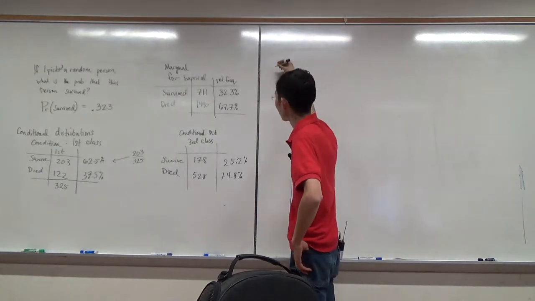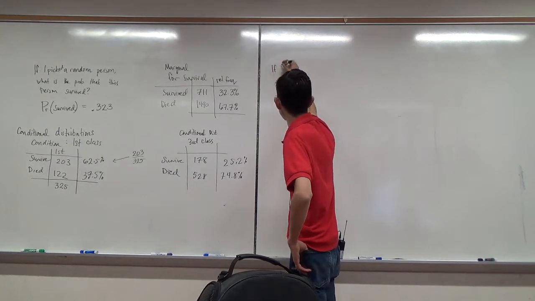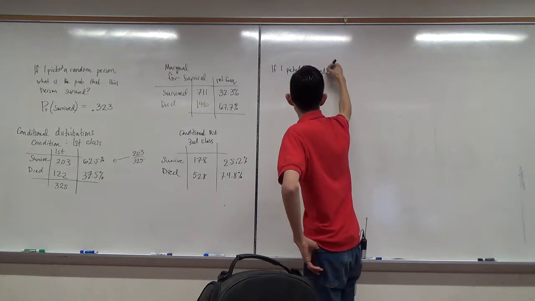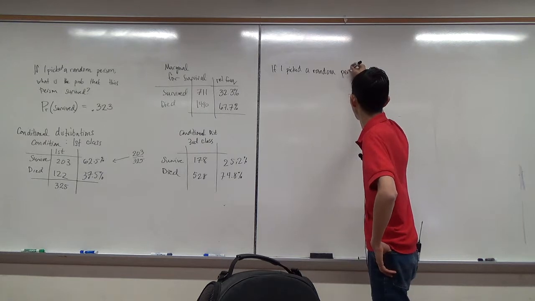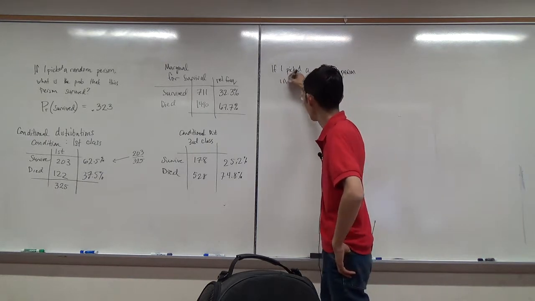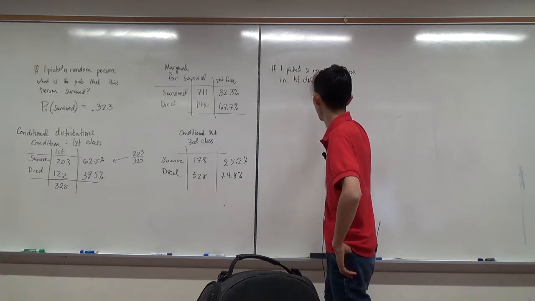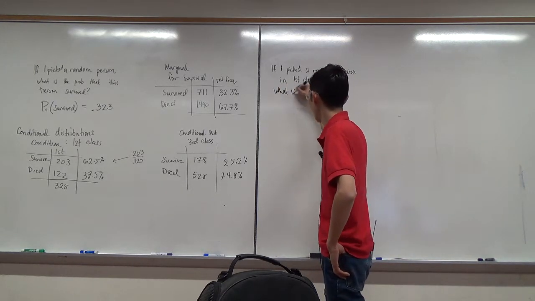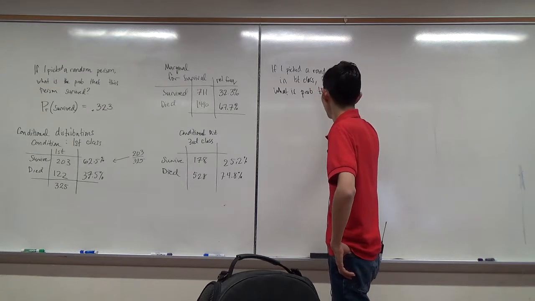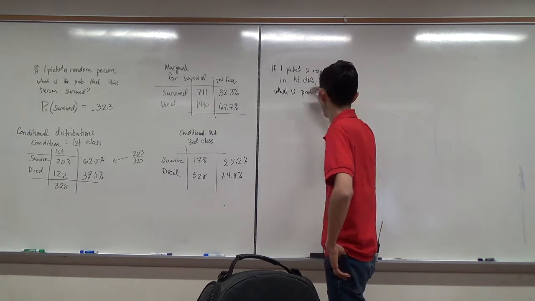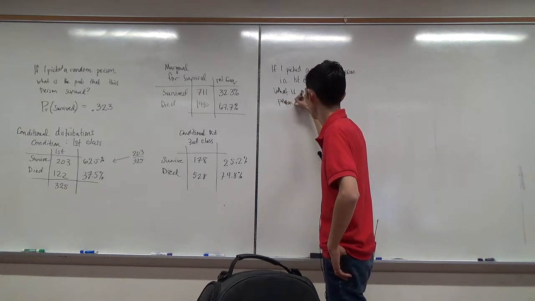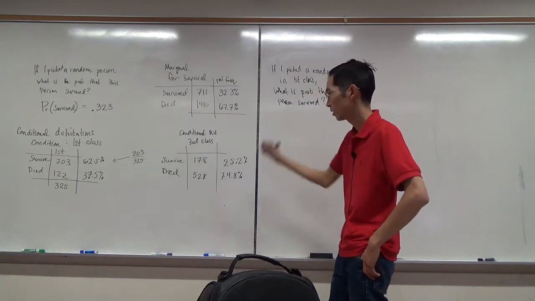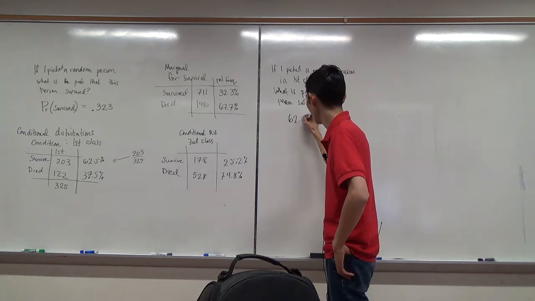So if I picked a random person in first class, what is the probability that this person survived? 62.5%.